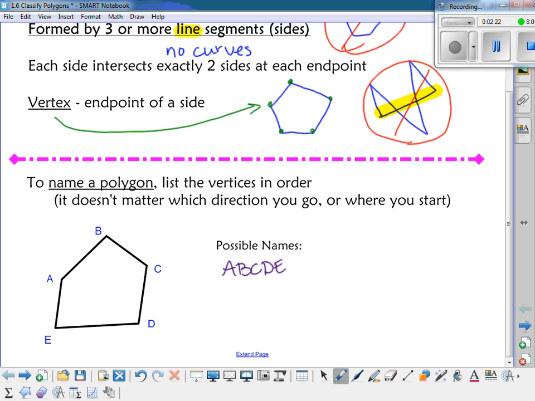That's one possible name, but I could decide to go the other way and start at E. I could call it E, D, C, B, A. Or I could just start someplace else, like I feel like starting at C, so I'm going to call it C, D, E, A, B. Any one of those is a possible name. Obviously, we can come up with 10 different names for this polygon, but any one of those will do. It makes it clear which polygon we're referring to.